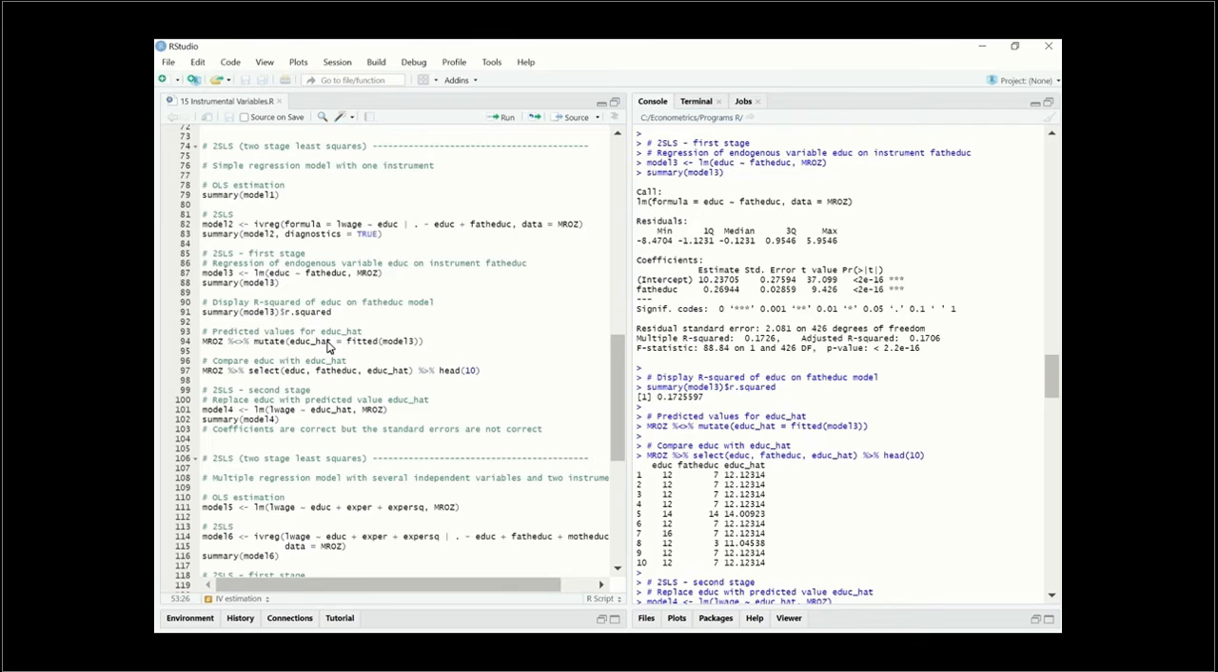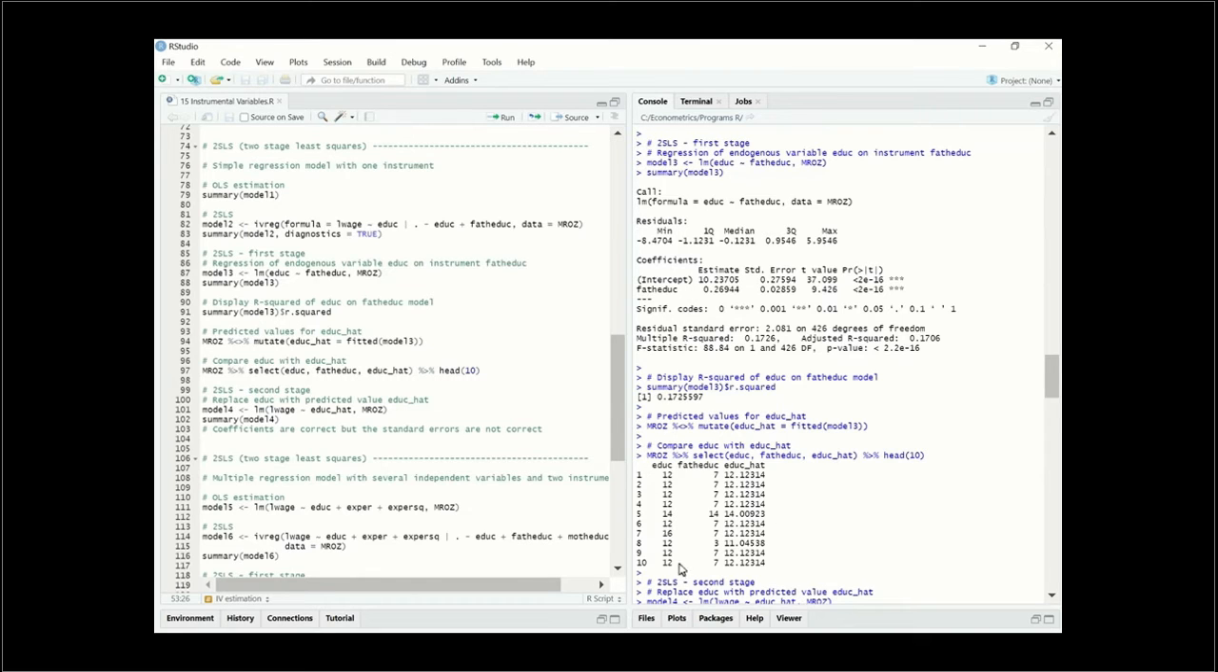That's what we're going to call it. And now let's go ahead and just compare education with education hat and see what we get. So from the data set, we're going to be looking at education, father's education, and education hat. And then let's look at the first 10 observations. So this is how these predicted values look.